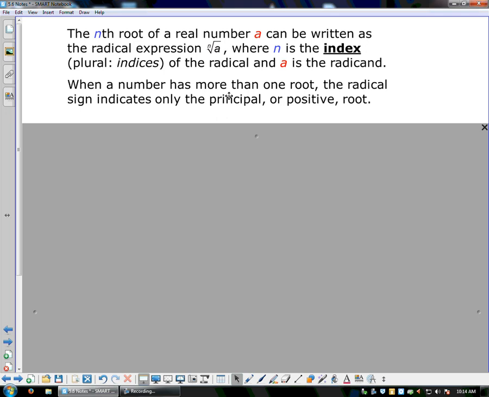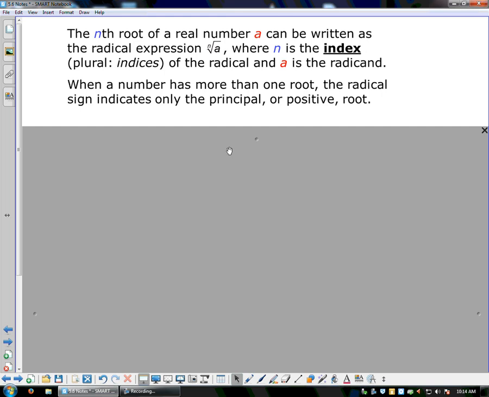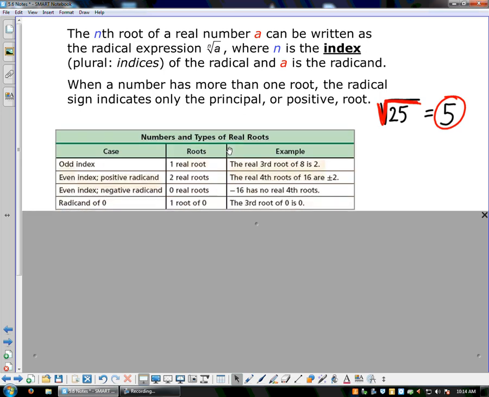When a number has more than one root, the radical sign indicates only the principal or positive square root. So on the last page we said that 25 has two square roots, 5 and negative 5, but once we write this radical symbol over the 25, there's only one correct answer, and that's 5, because the radical symbol is saying just take the principal square root. So we would only have one answer once we write it under a radical sign.